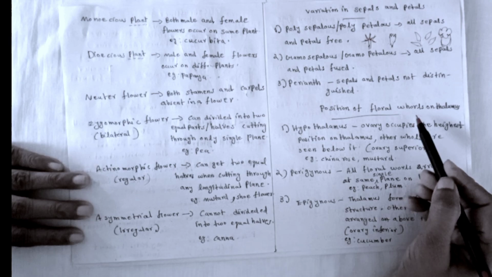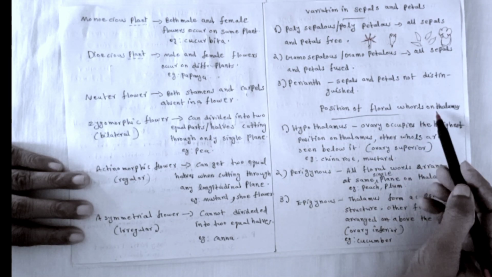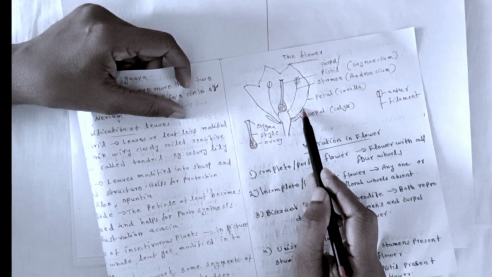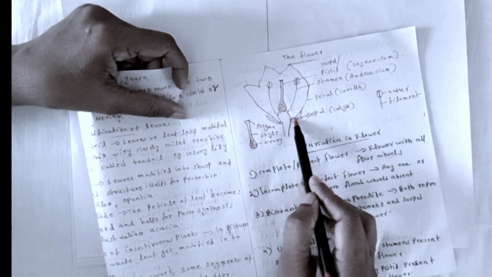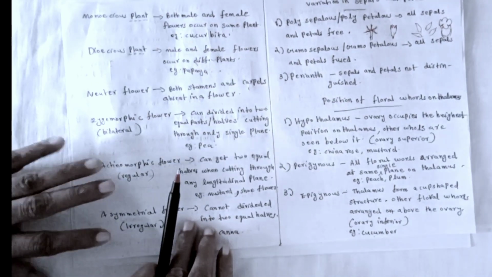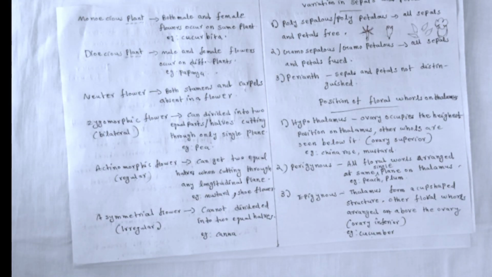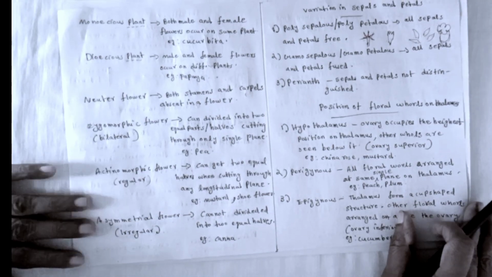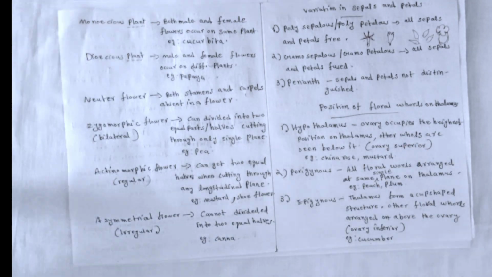Next, position of floral whorls on thalamus. This is the thalamus. These are the floral whorls: calyx, corolla, androecium and gynoecium. Then there are three types of such flowers. First case, hypogynous flower.